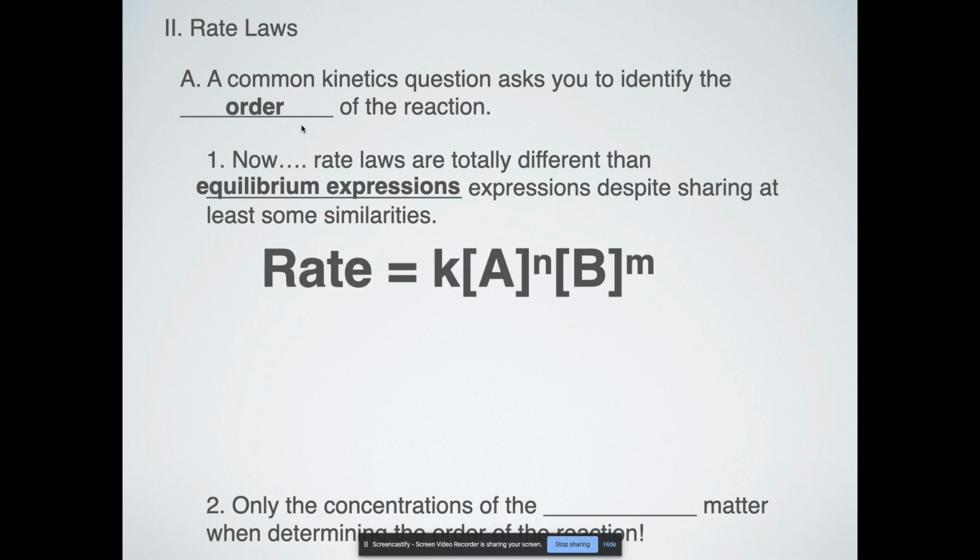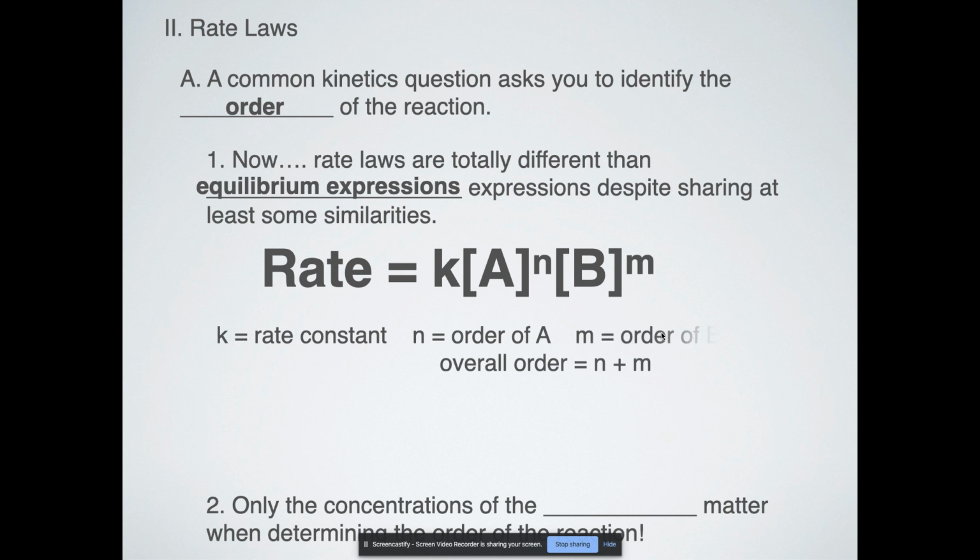So here's what a rate law looks like. The rate is equal to a constant, which we call the rate constant, that's what k stands for, times the concentration of reactant A raised to a power n, times reactant B raised to the power m. So already this looks like an equilibrium expression, but notice there are no products involved. There's nothing to do with products in this kind of reaction.